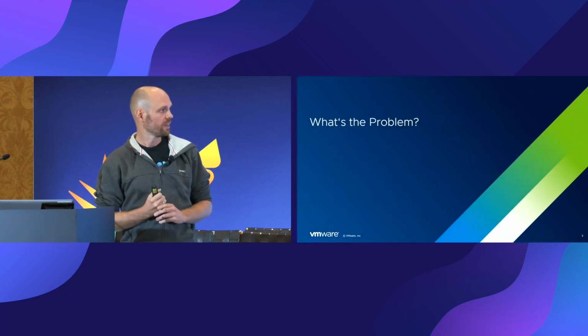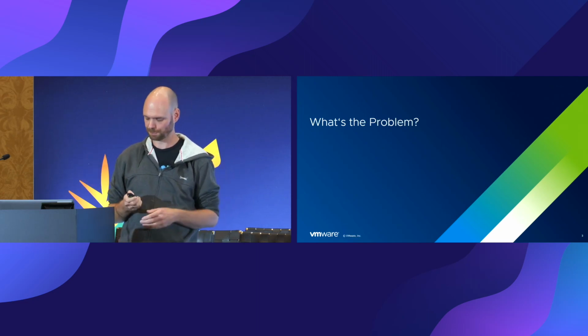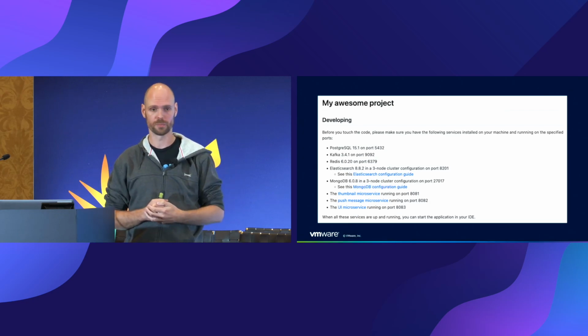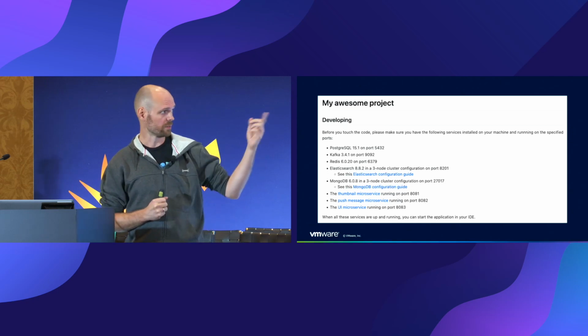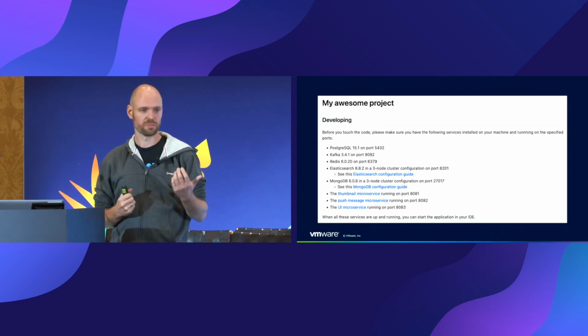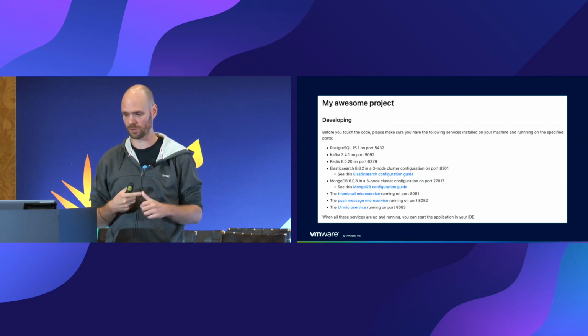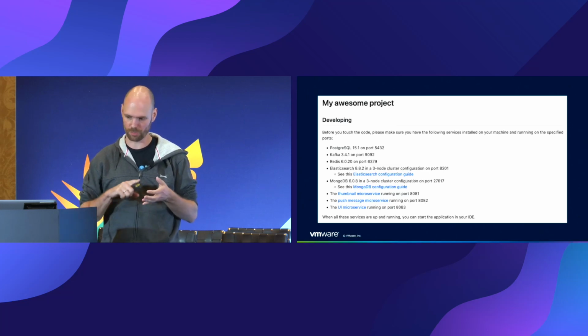Okay. Let's talk about what's the problem. Why did I do this talk? So imagine you found some awesome open source project and you want to contribute to it, and in the README there's this. So for getting started on developing, what you need on your local machine is a PostgreSQL server in 15.1 running on that port, and then Kafka and a Redis and Elasticsearch and a Mongo database.